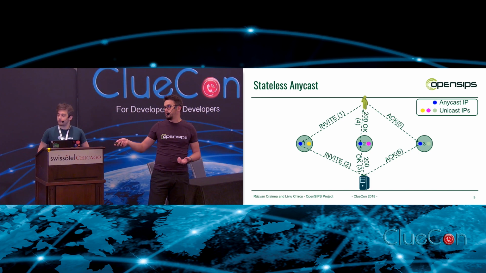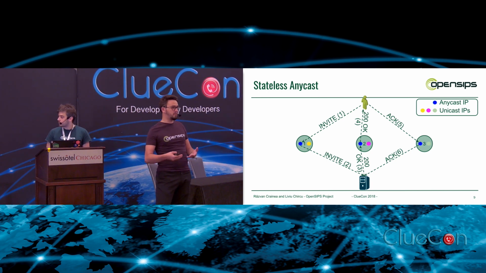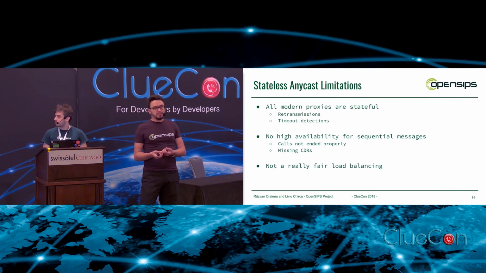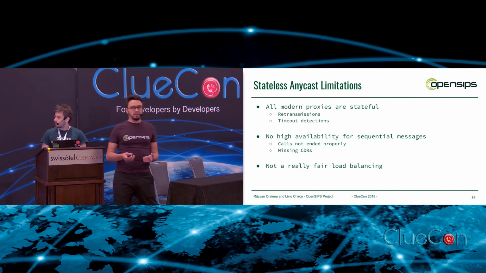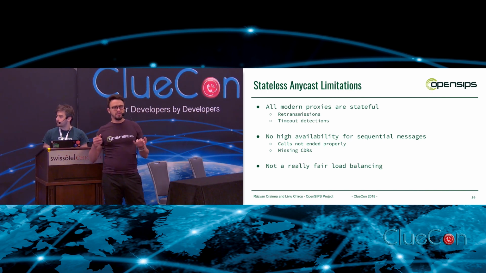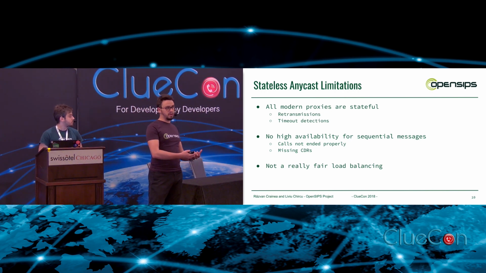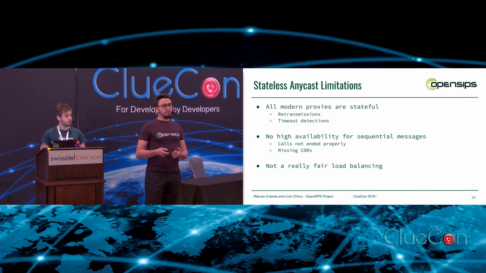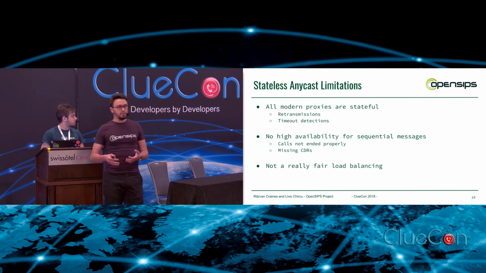You will simply forward it to the node because you have all the information inside the packet. However, that's not always true. All modern proxies usually no longer use stateless proxies. Why? Because they want to go stateful, to detect retransmissions, to do retransmission in case a node goes down and you really want to reach it. You want to have some timeout detections, and this can't be done with a stateless proxy. So you have to go stateful.